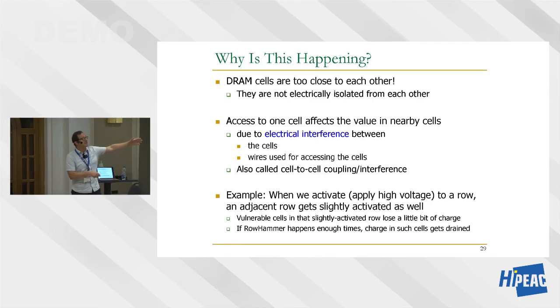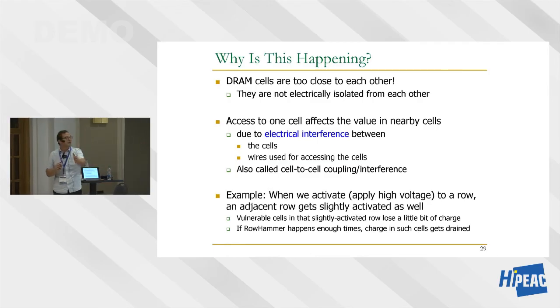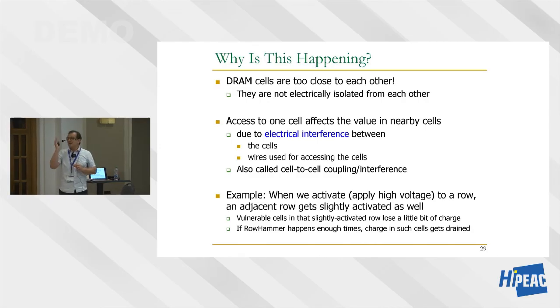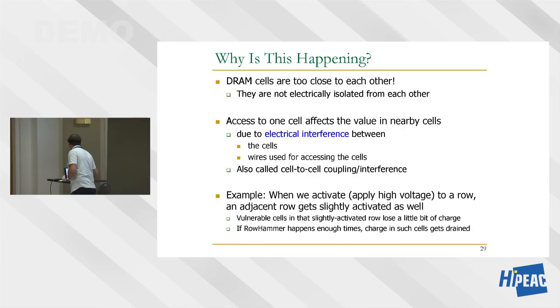At a high level, one reason is when you activate one row or word line, applying high voltage, an adjacent row gets slightly activated as well. And vulnerable cells in that slightly activated row will lose a little bit of charge. And if you keep activating, if RowHammer happens enough times, charge in such cells gets drained. Which means that you lose the data. You lose the charge, you lose the data. And this is what should not be happening.